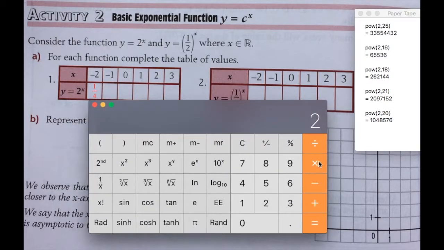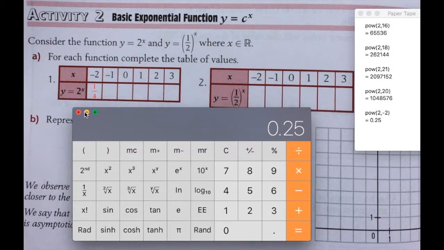So we have 2 to the power of, and then I'm going to put 2 with a negative. So I can hit that negative button like that. So that gives us 2 to the -2, which is going to give us 0.25, which is 1/4. Okay, if you weren't sure, you can always double check it on the calculator.